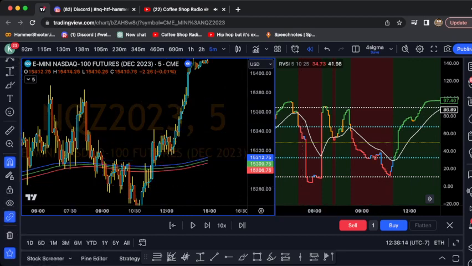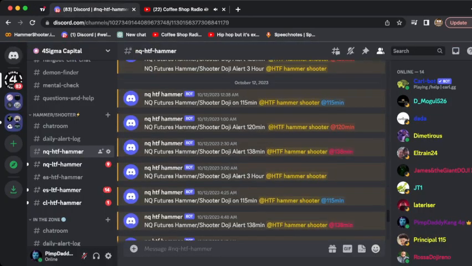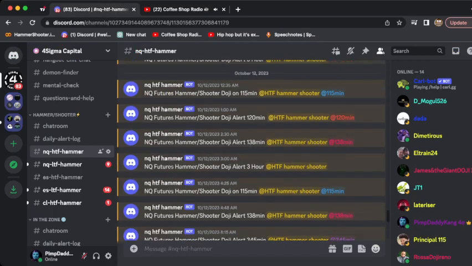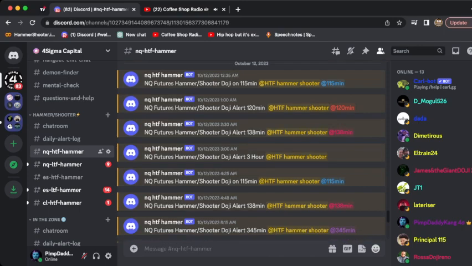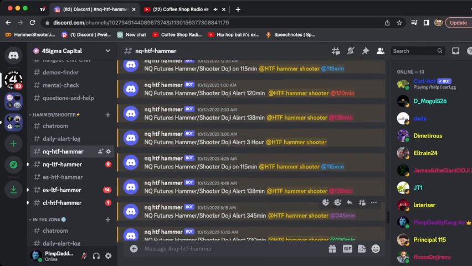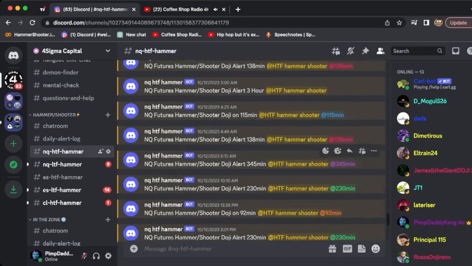Let's go to the next alerts. Hopefully we can run through these faster. So here is Thursday, the 12th. This is the doji that they give you a 15, and they also give you another doji alert at 10:10.